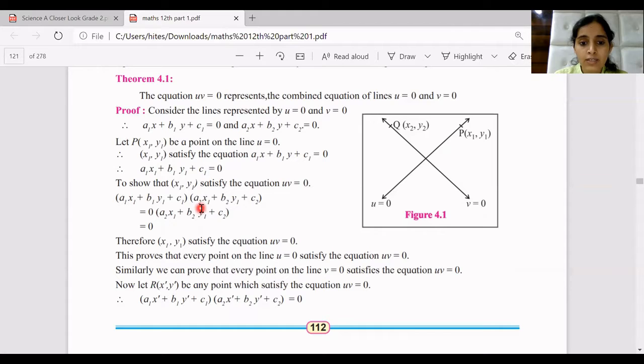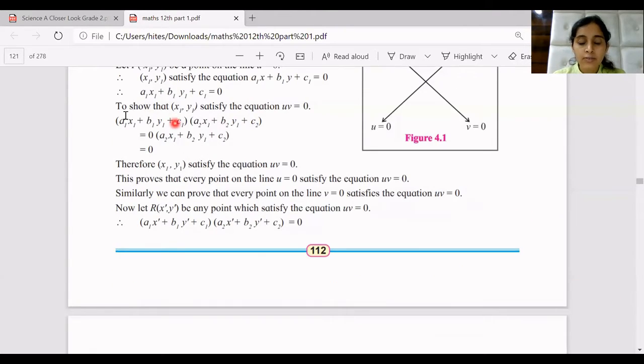What they've also done is they have substituted it in the second equation, that is a2 x1 plus b2 y1 plus c2. So what should have been substituted? It should be x2, y2 over here: a2 x2 plus b2 y2 plus c2, where (x2, y2) lies on v equal to 0. And now the next step would be, the first expression is equal to 0, and therefore the combined equation is 0. Same way you do it for v equal to 0.